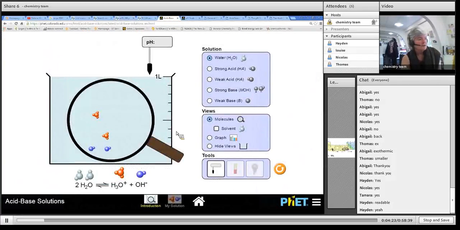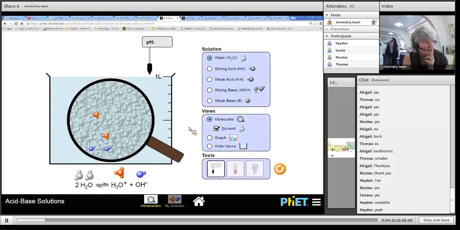Now, I've got water over here. So water molecules, if I show all my water molecules, so I'm showing my solvent, you can see I've got hundreds of thousands, millions, Googleplex, not quite, of water molecules. In fact, water is around about 55 moles of water molecules in a liter. So there are lots and lots and lots of water molecules.